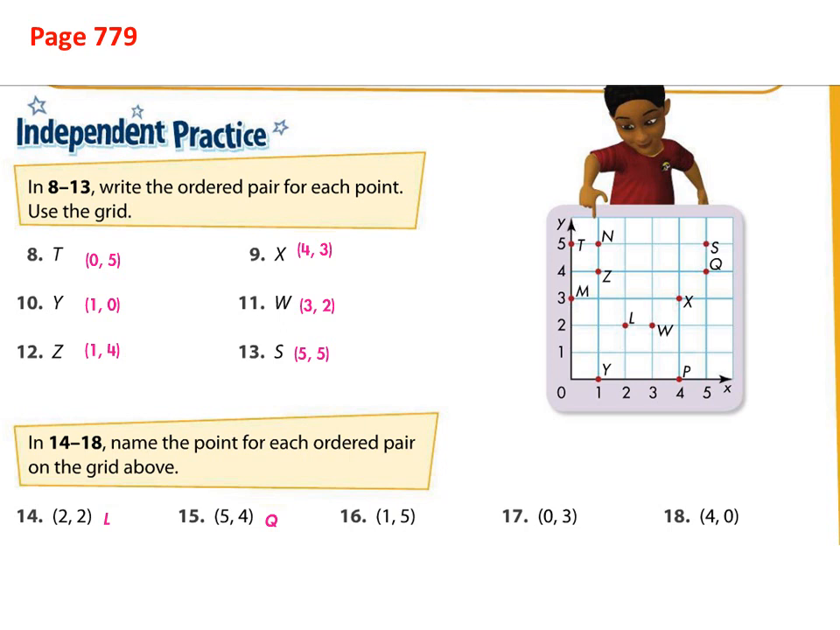1, 5. Run 1, rise 5, so it will be N. 0 and 3. Run 0, so don't move to the right. Rise 3, so you are at M now. 4 and 0. Run 4, rise 0, so don't go up. So it will be P.